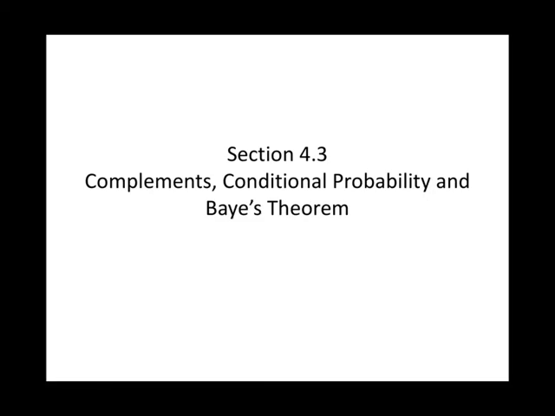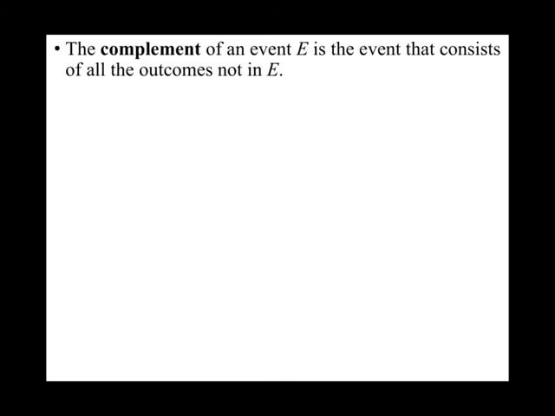Session 4.3: Complements, Conditional Probability and Bayes' Theorem. Complement. The complement of an event E is the event that consists of all the outcomes not in E. Remember we talked about the complement under Session 4.1. We have an event E and not in the event E.